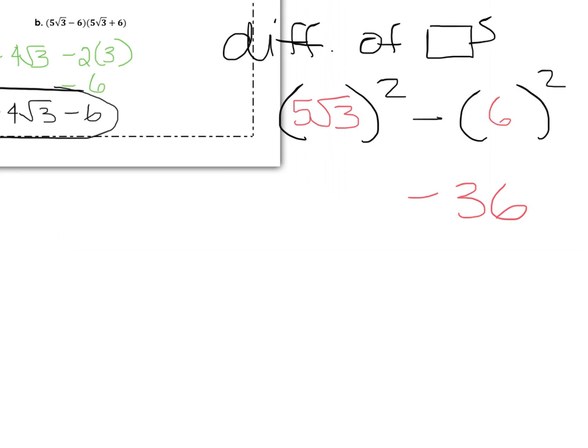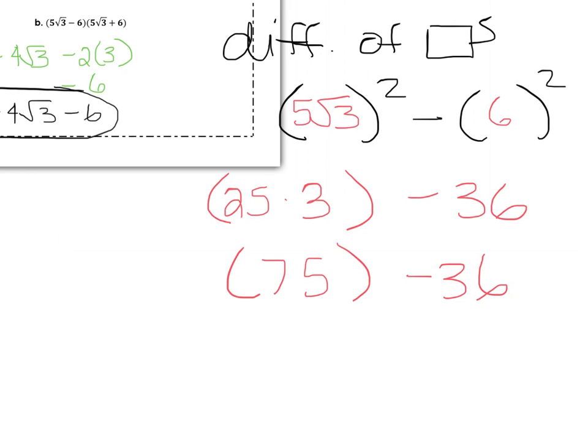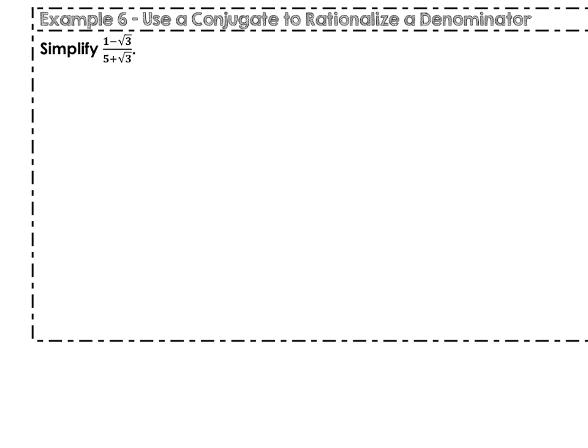Well, 5 radical 3, that quantity squared, is going to get me 25 times, well, the square root of 3 squared is just 3. So we really have 75 minus 36, and 75 minus 36 is 39. Look at how much easier that was. Did you notice how in the last example we ended up with just a constant term and no radicals? We're going to use this same logic to eliminate a radical expression from our denominator, because you're not allowed to have radicals in your denominator.